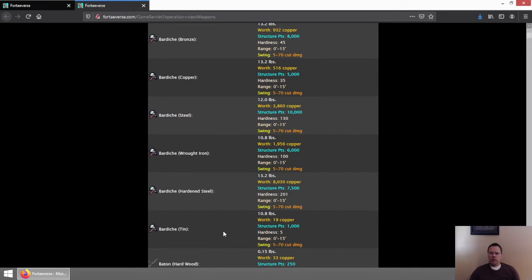There are some, I'm going to call them kind of glass cannon type weapons. For example, here's a bardiche made of tin. It is worth only 19 copper, but look, structure points only 1,000, and hardness of 5. So this thing's basically going to completely crack and be destroyed if you hit something like steel, for example. Now, if you're hitting flesh, then it's a different story. It may last for quite a bit longer.